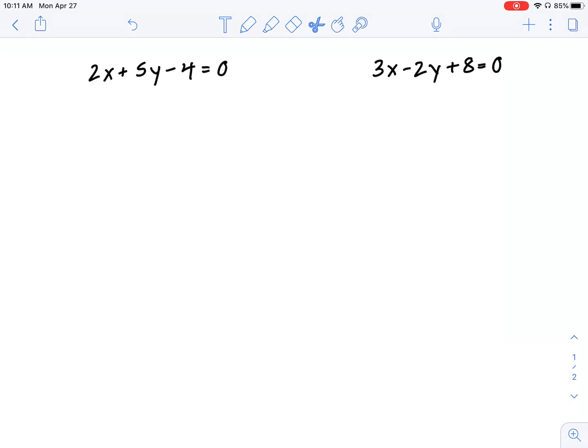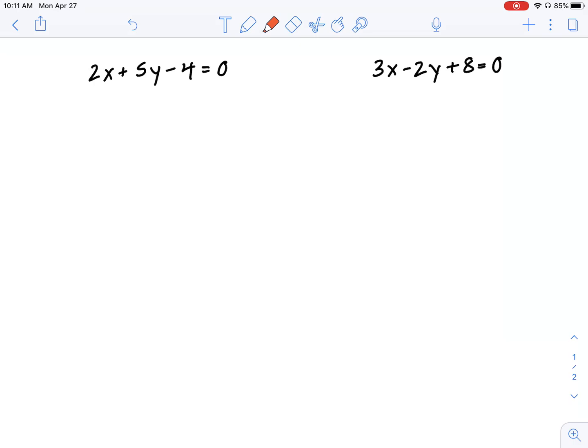So we want to find an equation for a line with the same x-intercept as the line 2x + 5y - 4 = 0, and the same y-intercept as the line 3x - 2y + 8 = 0. Let's start by finding the x and y intercepts of both these lines.